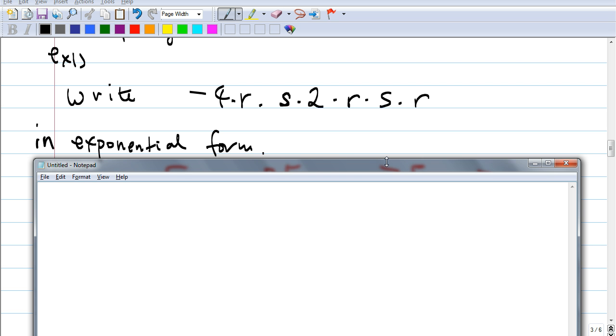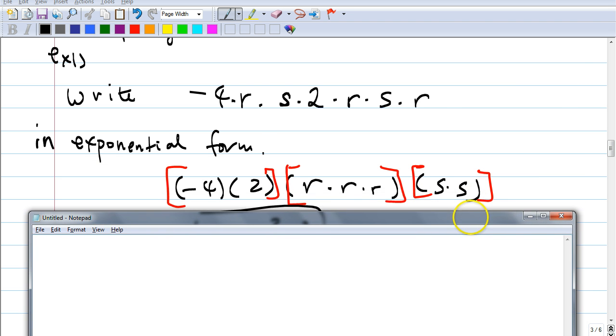What would you do if you... So this is the whole sort of work I want to see. I know that some of you could do this in your head, but can you use the commutative property along with the associative property to write this in exponential form? I will do something like this. You know what I'm talking about here? I put the numbers together and group them, r's together and group them, s's together and group them.